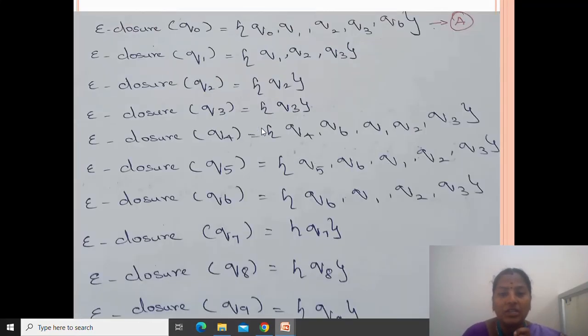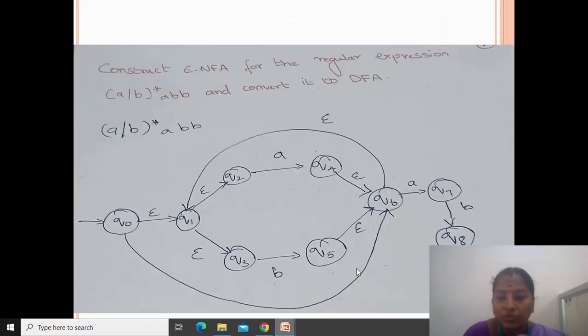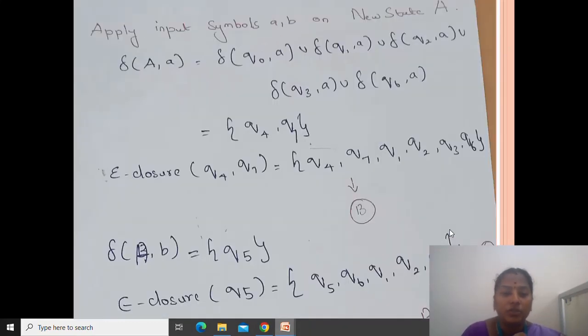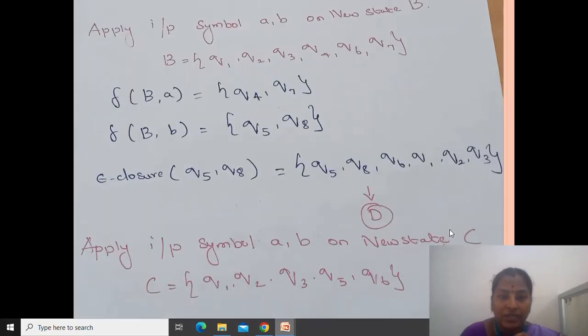For B transition, there is a possibility that is Q5, Q8 and Q9. So here what is placed is Q5 and Q8, which can be represented for the del of A comma, that is B comma B. Then we will be calculating the epsilon closure of Q5 and Q8. For this Q5 and Q8, we calculate the epsilon moves. So Q5, Q8, Q6, Q1, Q2 and Q3. This is represented as another new state that is named as D.